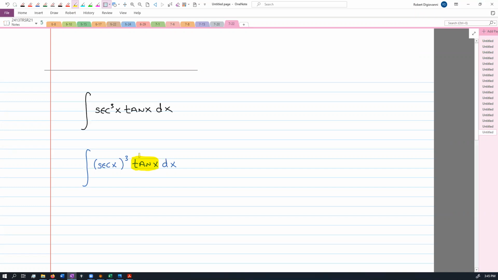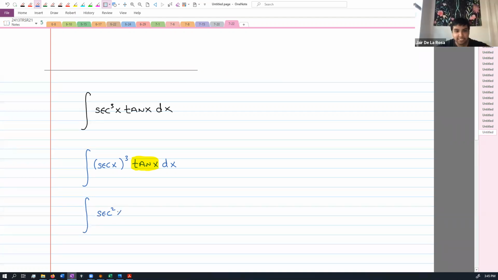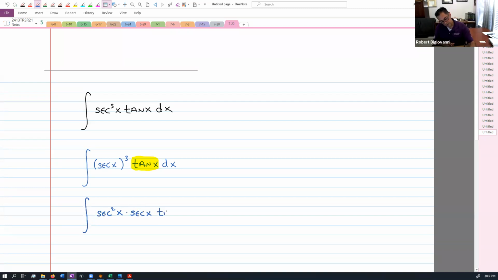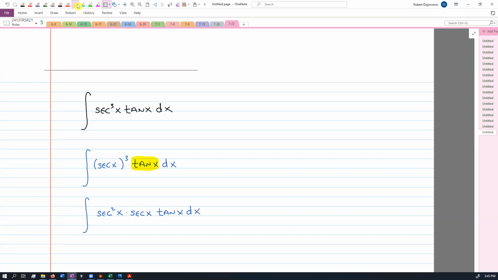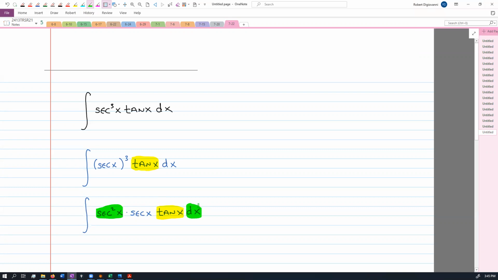No, but kind of. I think kind of. You could, if you wanted to, rewrite secant cubed as secant squared x times secant x, then your tangent x dx, right? And then you would have, if tangent is your u, the derivative of it is there, right? It would actually be that piece and that piece, wouldn't it? Yes. That might work.